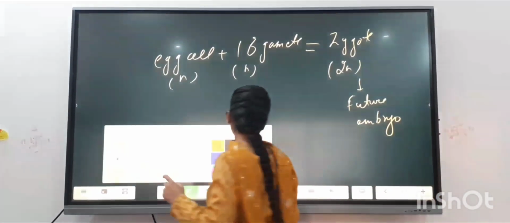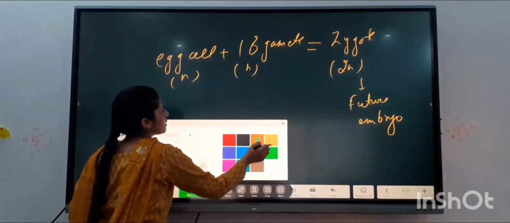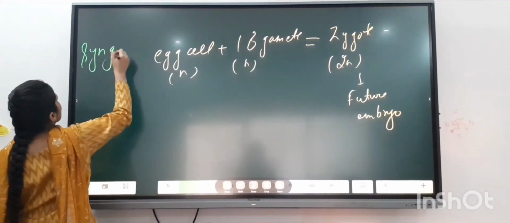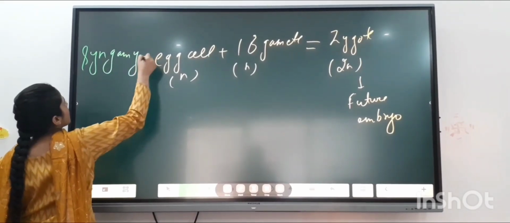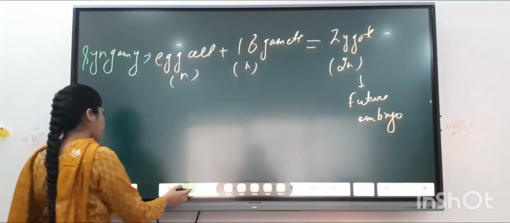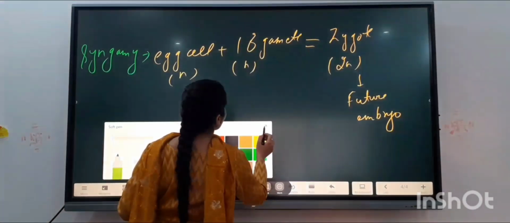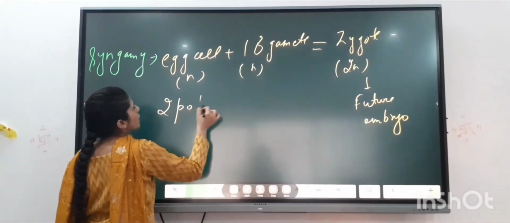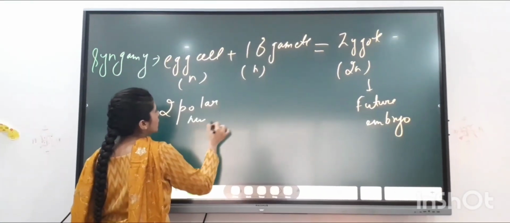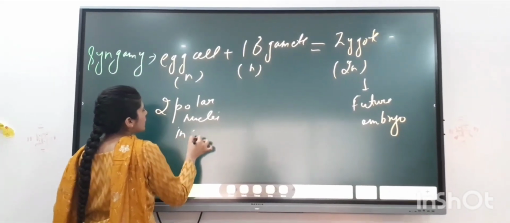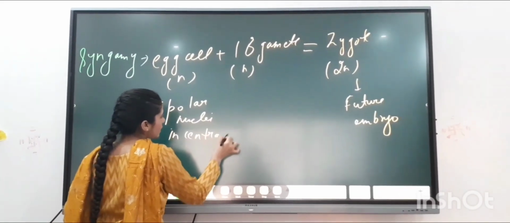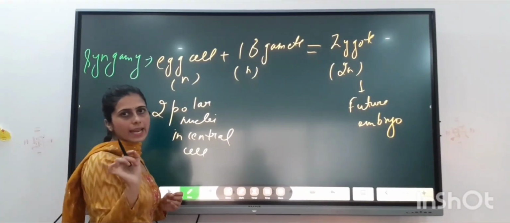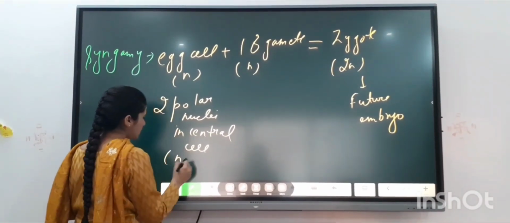And this process is known as syngamy. On the other side, we have two polar nuclei present in the central cell, each having ploidy N, that is haploid.